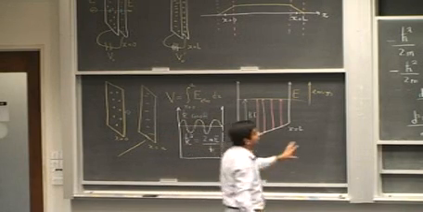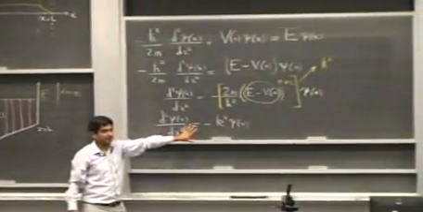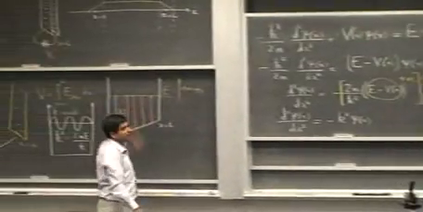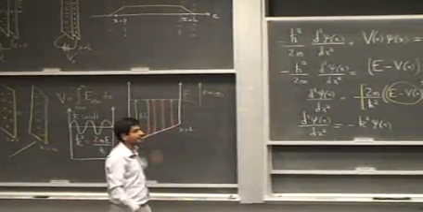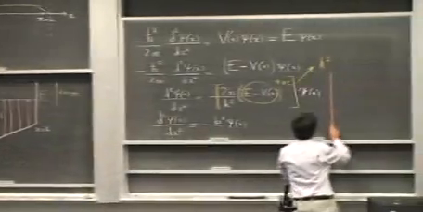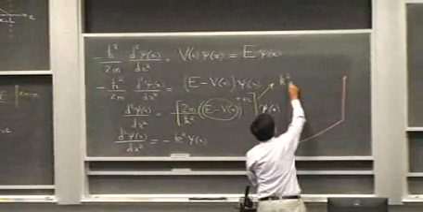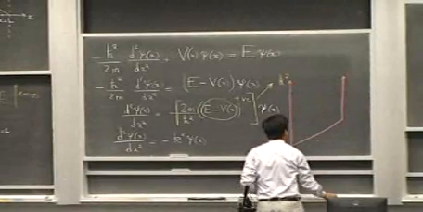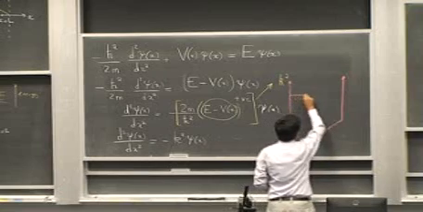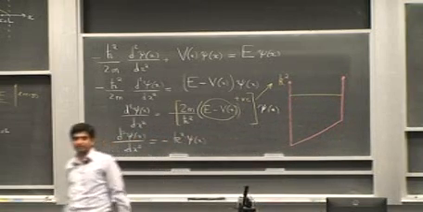So now, without solving this equation, can you graphically predict what the wave function is going to look like in this case? Can you please make a plot of the wave function, an approximate plot?